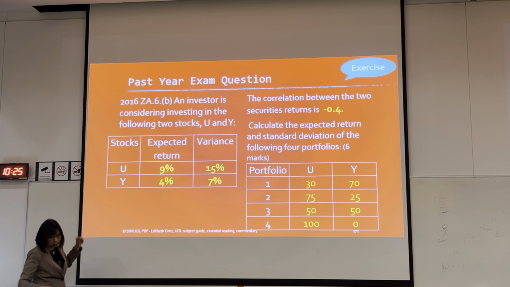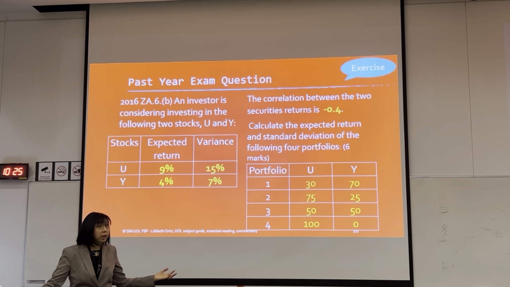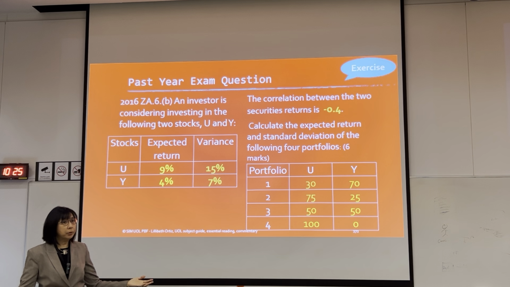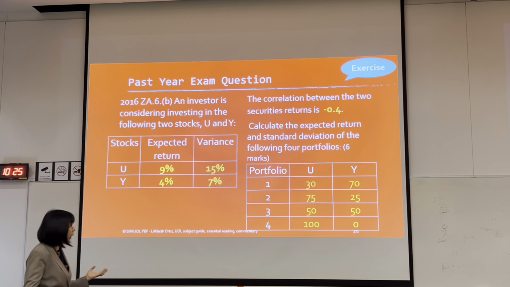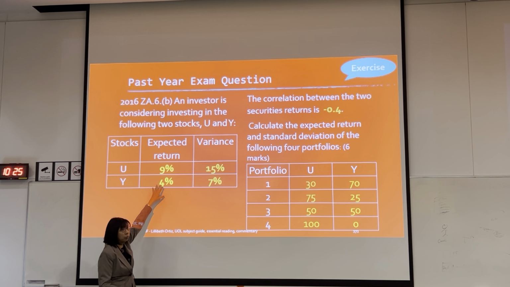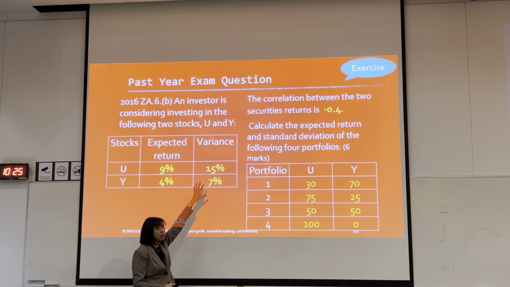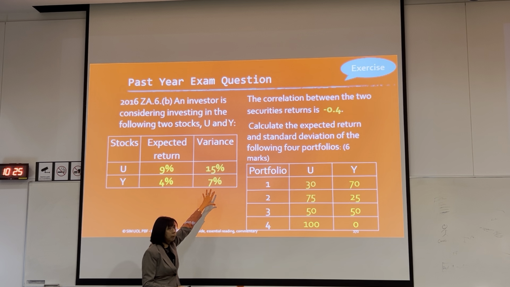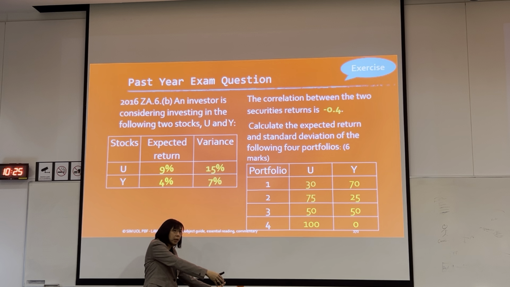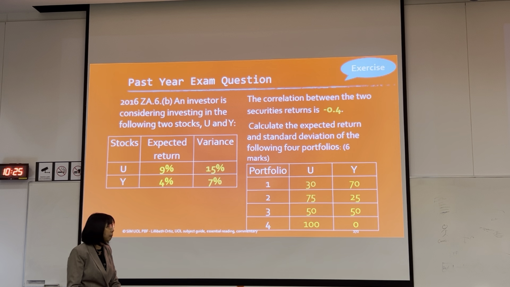Okay, so now the kind of exam question you get here would be that you are given two stocks, for example, U and Y stocks. You're given already the expected return, so thankfully you also don't have to take all those historical averages. And you're given the variance of these two stocks. Then as an investor, you want to know how much of my money should I put in stock U, how much of my money should I put in stock Y.